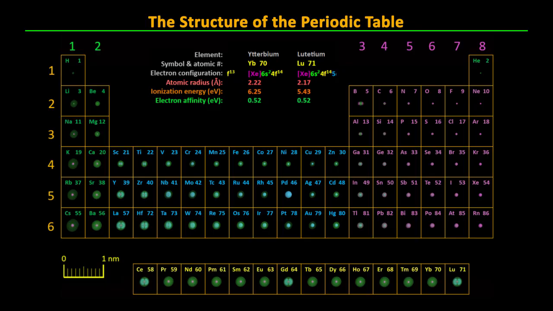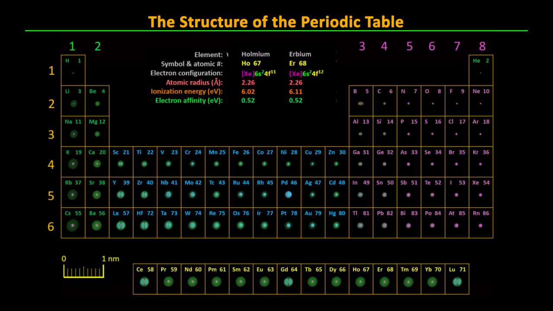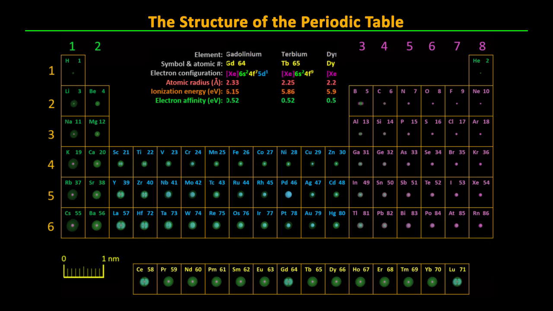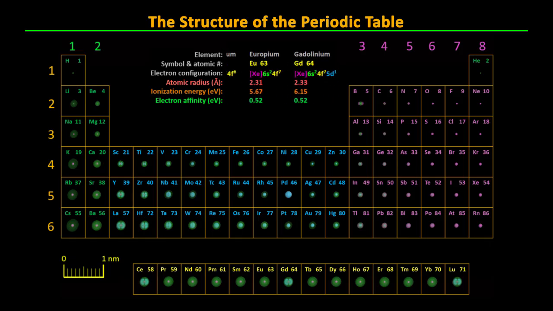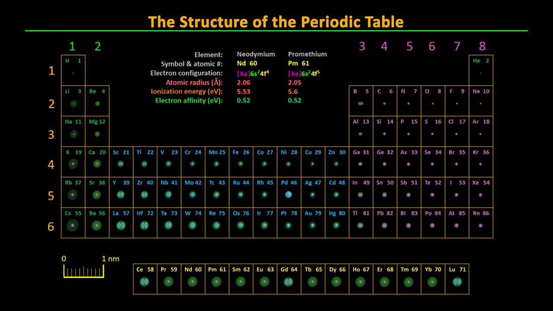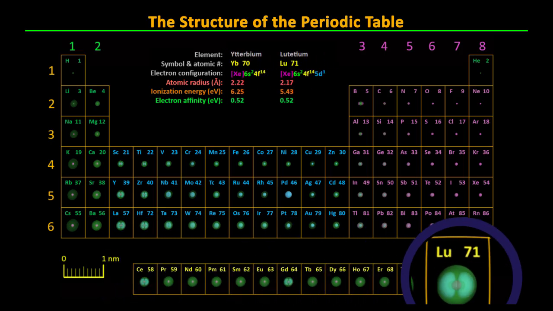All of the lanthanides have 2 valence electrons in their 6s orbitals and have ionization energies around 6 electron volts with electron affinities around half an eV. This makes them all chemically similar and difficult to separate from each other, as they are frequently found mixed together in nature. The 5d orbital has 1 electron for cerium, gadolinium, and lutetium, but that electron gets pulled back into the 4f shell for the other lanthanides.